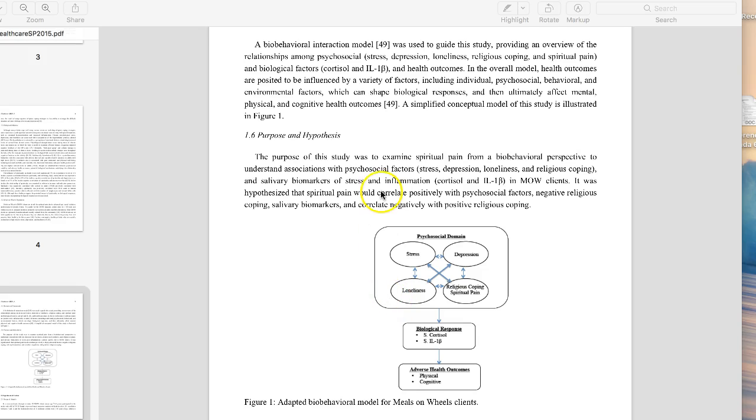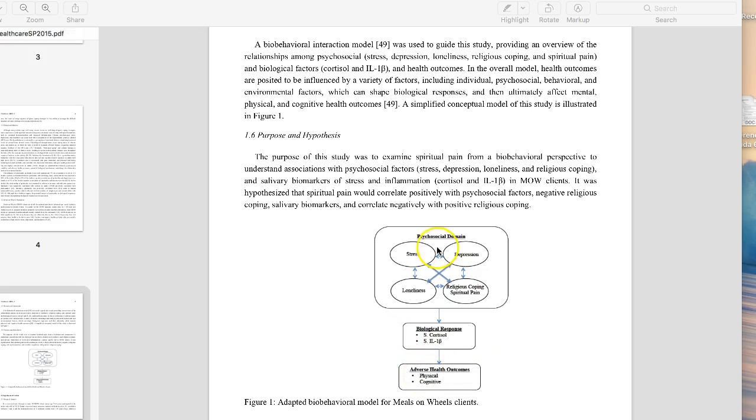In the much bigger original biobehavioral interaction model, they propose that all kinds of different factors can influence the biological response that ultimately influences health outcomes. For example, it could be psychosocial issues. It could be environmental issues like smoking or where you live. It can be all kinds of different things, physical factors like genetics. This model was actually much bigger than this. It had 7 or 8 different domains that could all influence biological response and ultimately health outcomes.